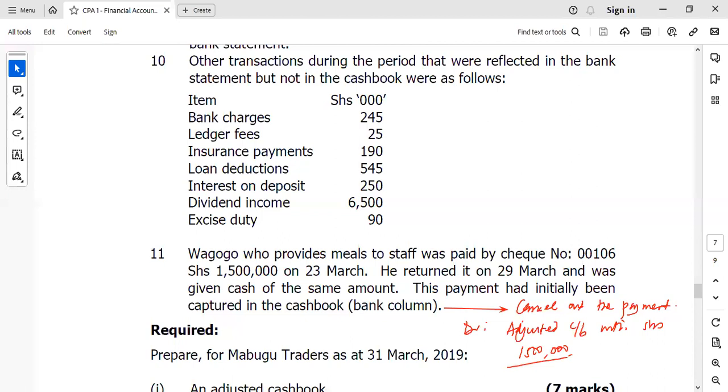Then we also look at the bank reconciliation. Let us prepare our adjusted cash book.